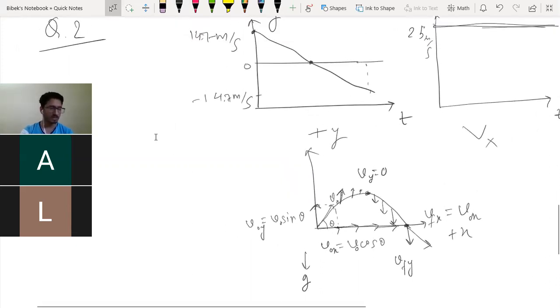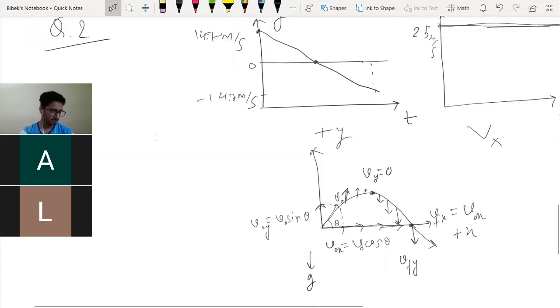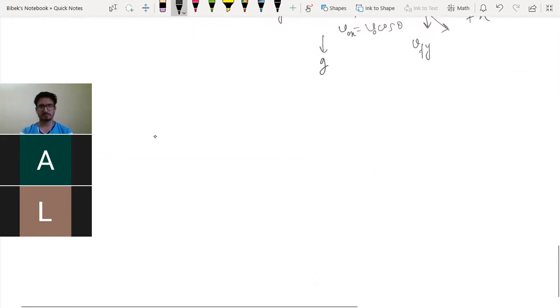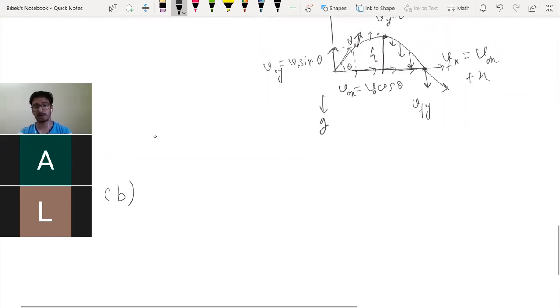So the first problem asks you to draw the projectile and label the diagram. So this is what the labeled diagram looks like, and this is the maximum height that the projectile reaches. And so let's do number B. In number B, you are asked to find the maximum height that the projectile reaches.